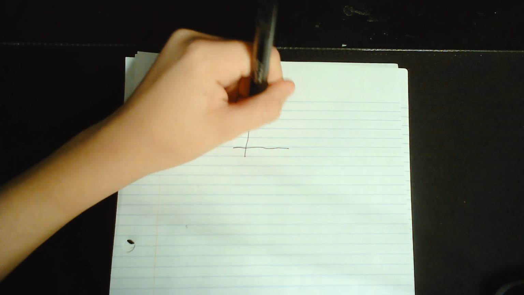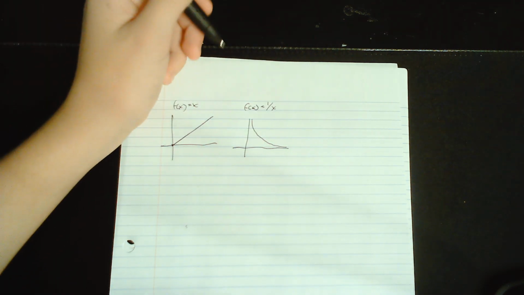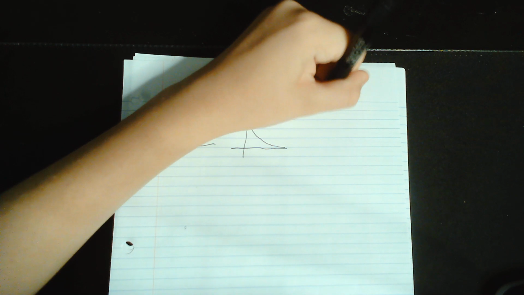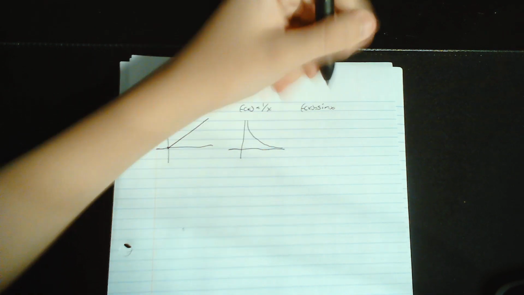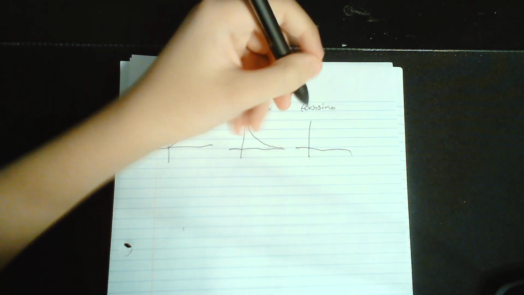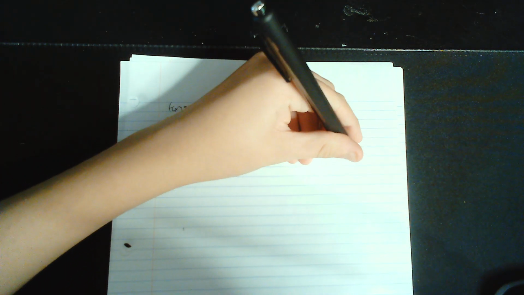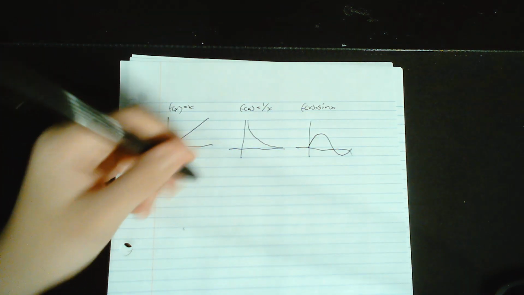So first off, quick review. Every function corresponds to a curve. For instance, if we had the function f of x equals x, you could draw that as a line. If we have, say, f of x equals 1 over x, then the graph would look something like that. For one more example, if we had f of x equals the sine of x, then the graph would look something like this. I'll go back to the line.